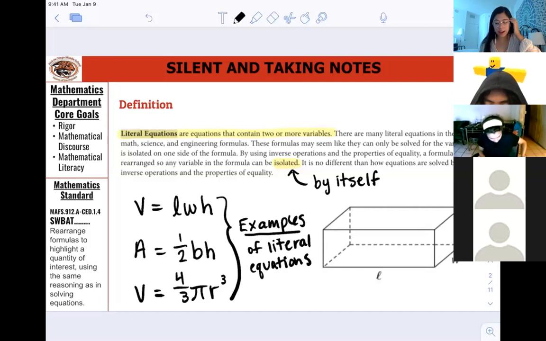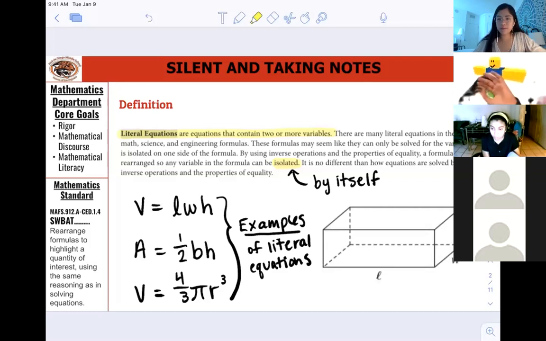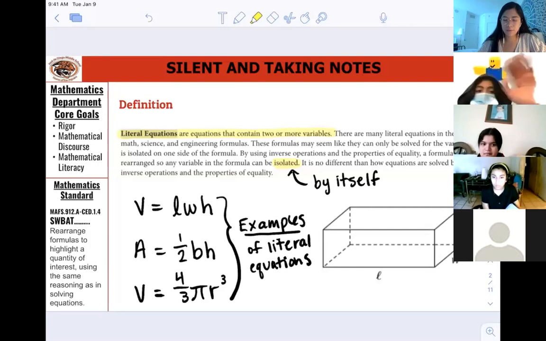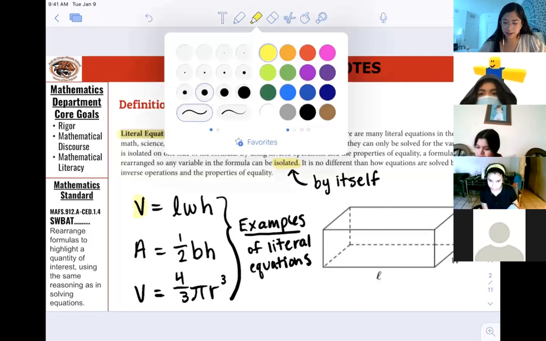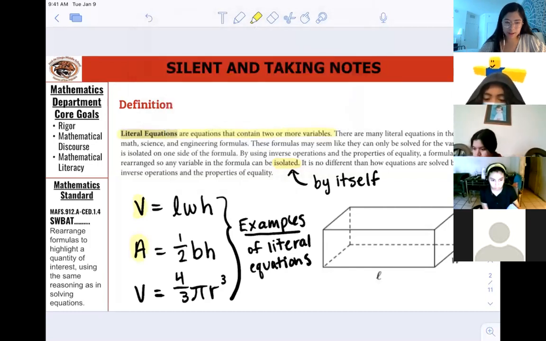All right. And in these 3 examples, notice, very important. In the first one, which variable is isolated? Which one is by itself? V. Good. V is isolated, right? Same thing with the second one. In the second one, the A is isolated. In the third one, the V is also isolated. So in today's class, what we're going to do is figure out how to get the other variables isolated.